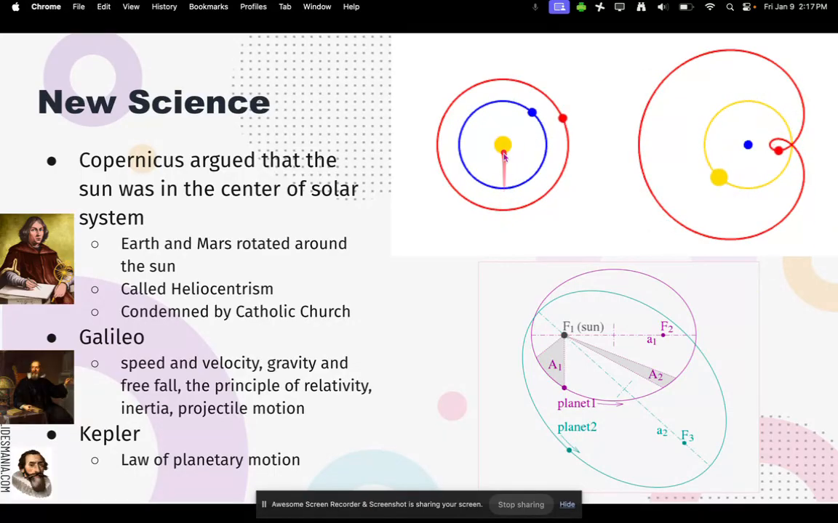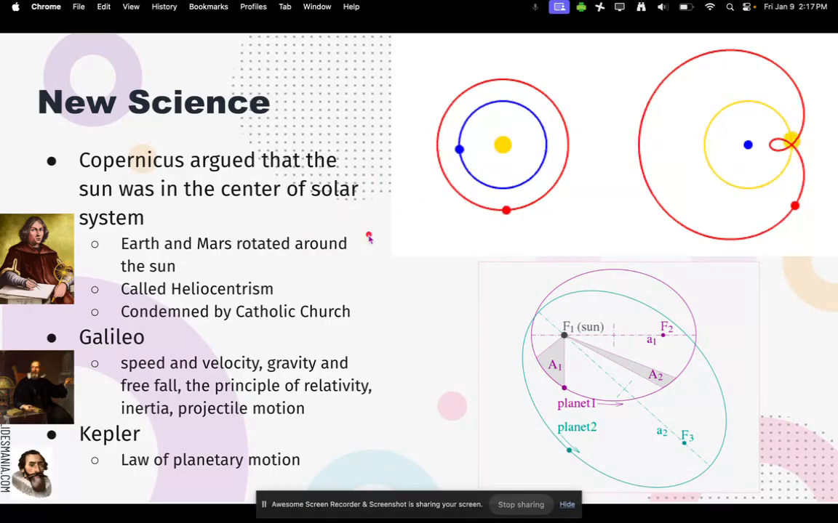Copernicus argued that the sun was in the center of the solar system, and then Earth and Mars rotated around the sun. Copernicus's idea was heliocentrism, which meant that the sun is in the center. And this was condemned by the Catholic Church. The Catholic Church did not like to admit they were wrong during this time.